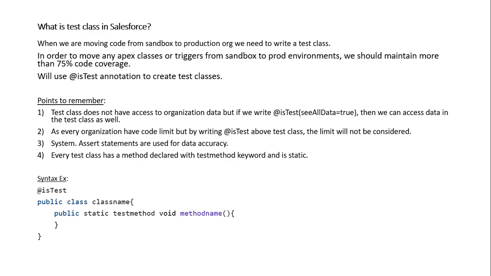Also, we have to use System.assert statements for data accuracy. Every test class has a method, and it should be declared with the testMethod keyword and it should be static, as someone already told in the answer. Here is the syntax: public class name, public static testMethod void methodName. The access modifier can be public or private.